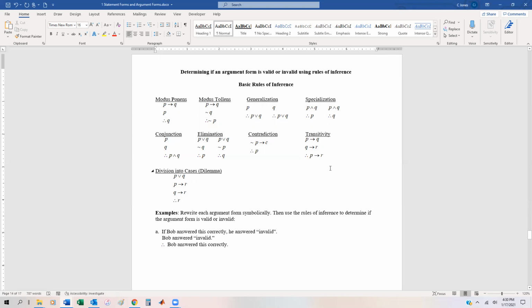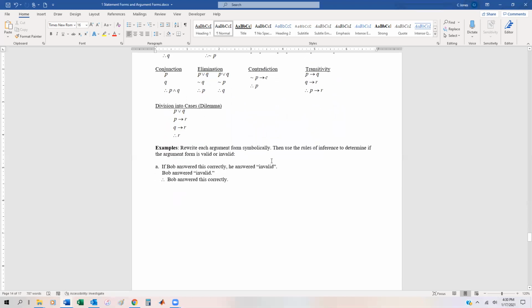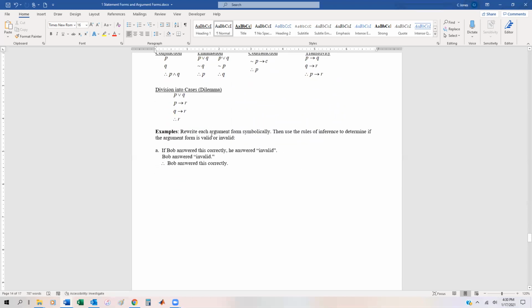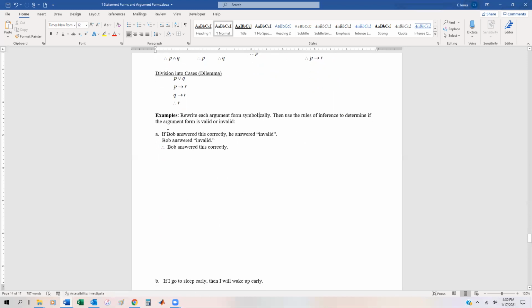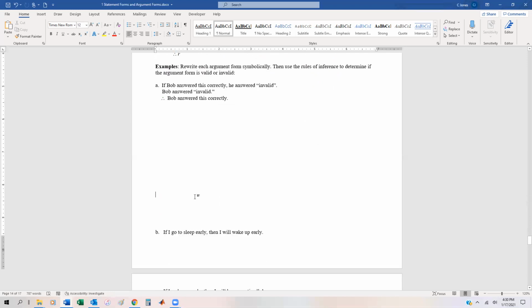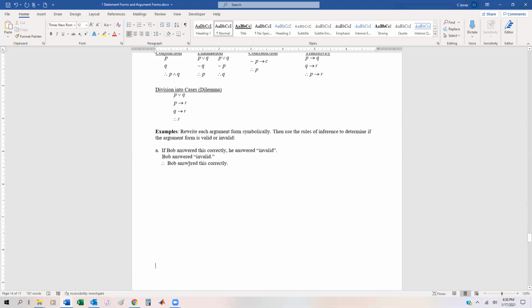So one of the things that we can do is dissect an argument, write it symbolically, and then determine if the argument form is logical or not logical. So let's take a look at a few exercises like that. We're going to rewrite each argument form symbolically. Then we're going to use the rules of inference to determine if the argument form is valid or invalid. So: if Bob answered this correctly, he answered invalid. Bob answered invalid. Therefore, Bob answered this correctly.